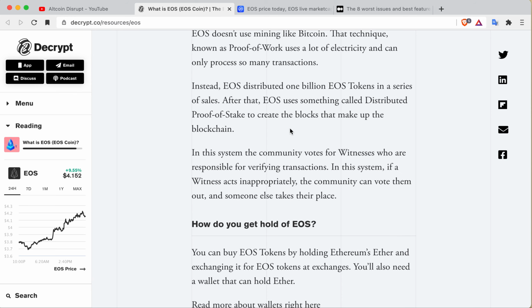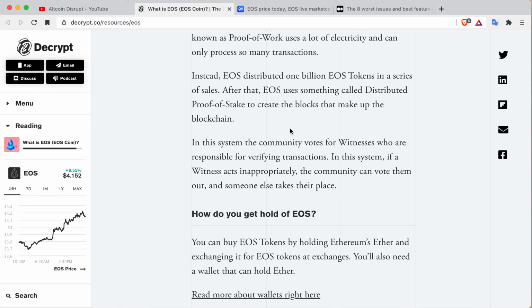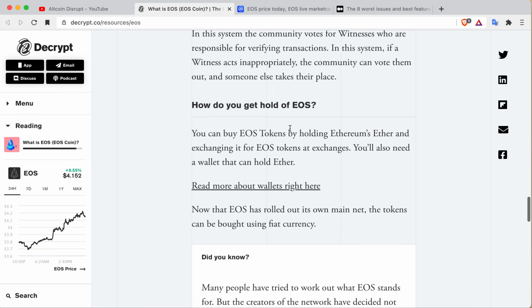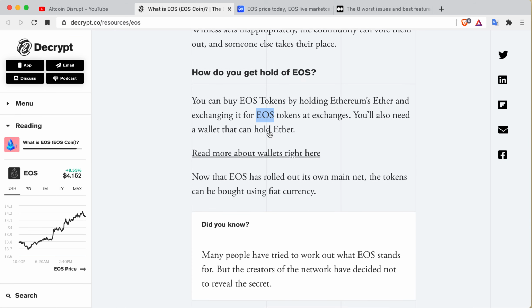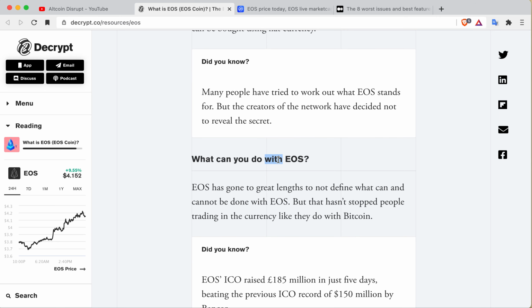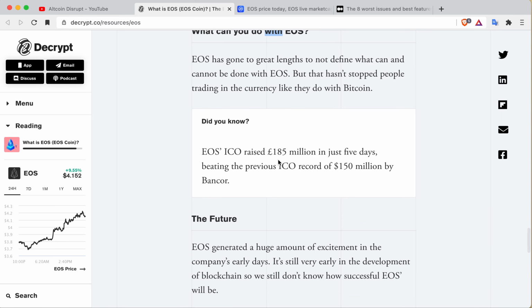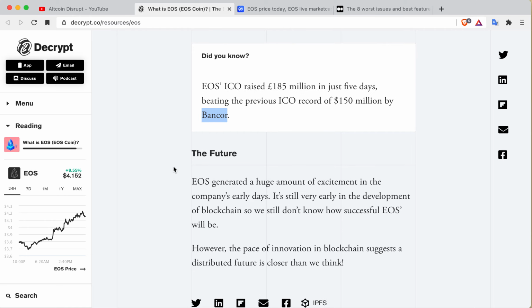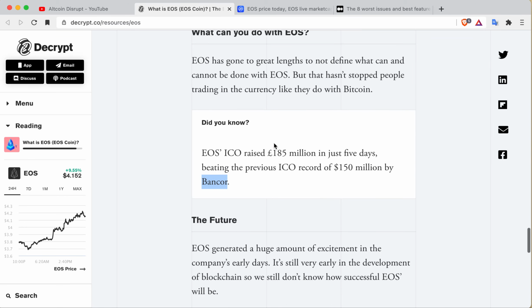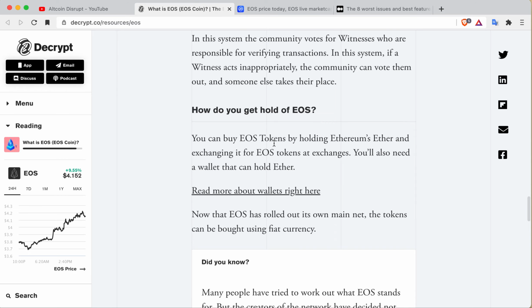So how do you hold EOS? You can buy EOS tokens by holding Ethereum Ether and exchanging it for EOS tokens. And there's a lot of other exchanges that you can buy EOS from as well. To be honest, it's not a very hard currency to buy. It's actually very easy to buy EOS. But yeah, like I was saying, the initial ICO in just 5 days actually beat Bancor, and apparently Bancor held the record for 150 million in ICO in the first 5 days, and EOS beat that. So that's impressive in itself.